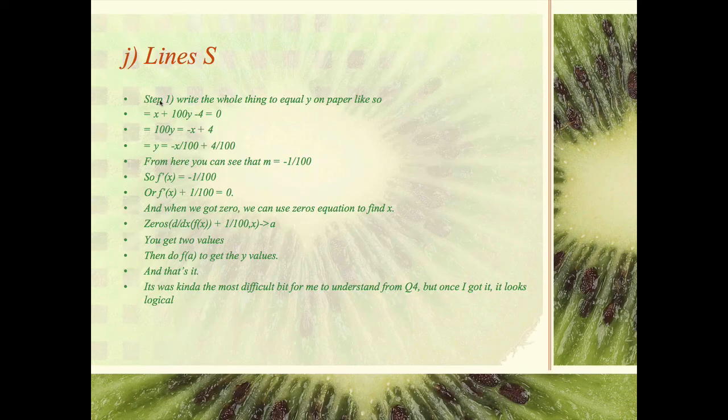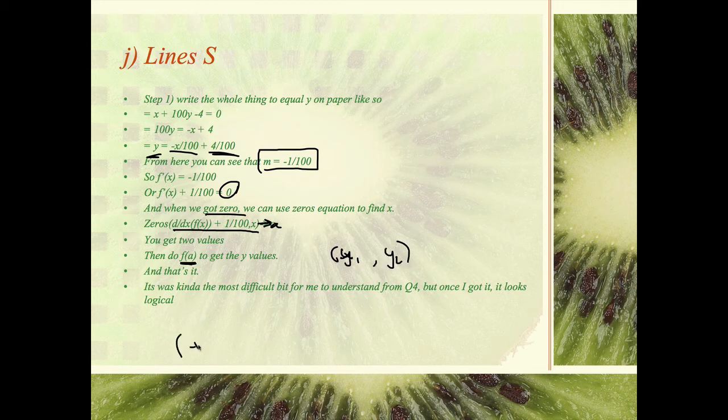Okay, line S. So first thing is you have to rearrange your equation so it looks something like y equals minus x over 100 plus 4 over 100, and now you can see that m is that, right? So f dash of x is that because that's how we find m, right? Or f dash of x plus 100 is equal to 0, and we've got 0, we can use the zeros function, right? So we put all that plus 100 comma x, always comma x, right, goes to a. Always do a, never forget it, because otherwise you're gonna get stupid answers when you use a before and have not defined it, or use a from a previous answer. So you get two values, right? And then you get f of a for those two values, and then you get y1, y2, and I just gotta put your answers on the page like x1 comma y1 and x2 comma y2, and that's it.